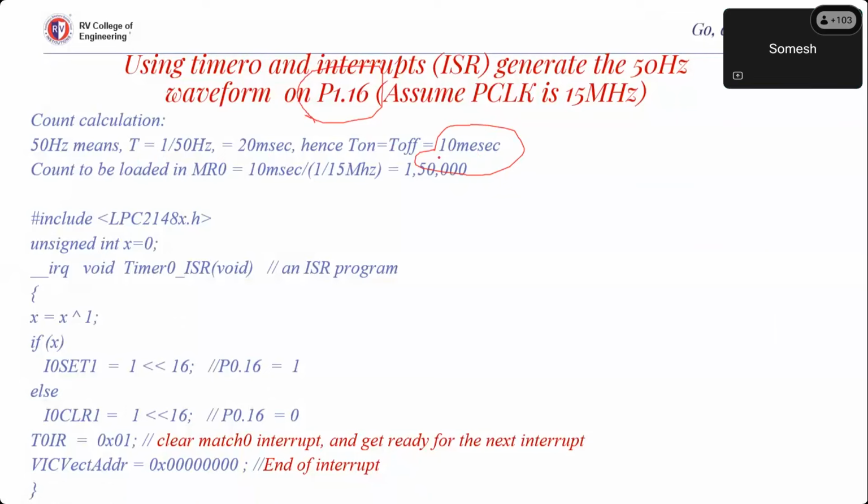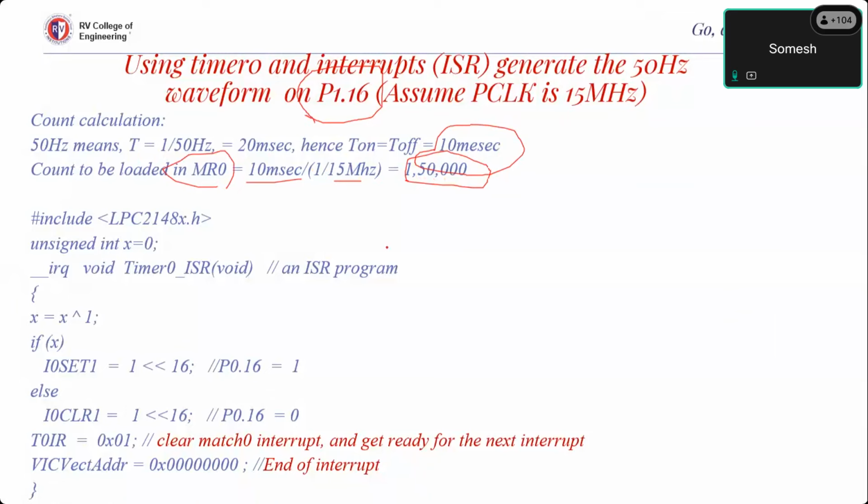To produce 10 milliseconds, in the timers we have studied, the value to be loaded in MR0 is 10 milliseconds divided by the time period of the peripheral clock. We are assuming the peripheral clock is 15 megahertz, so the time period of one clock is 1 by 15 megahertz. So the value is 1,50,000, and I'll be loading 1,50,000 in the MR0 register. Whenever the timer counter starts counting 1, 2, 3, 4 and reaches 1,50,000, it generates an interrupt. That is an event I have to catch.